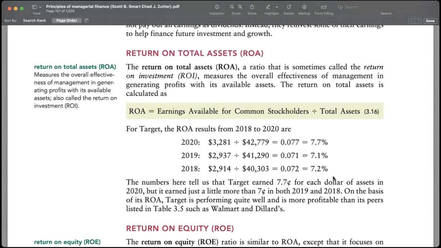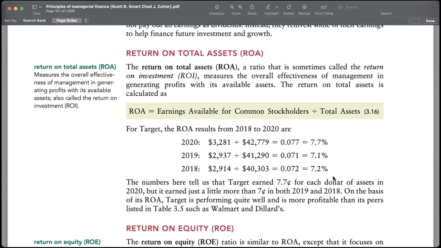Then return on total asset. So return on total asset is again net income divided by total asset. Net income or earning available for common shareholder divided by total asset. So what does it indicate? It indicates from every dollar of asset, how much earning does the company have? From every dollar of asset, how many dollars of net income the company can generate?